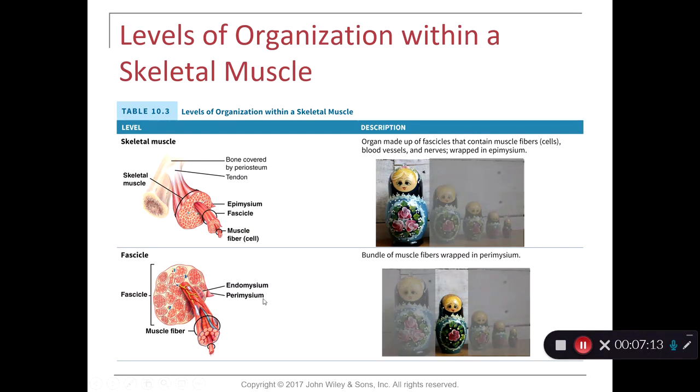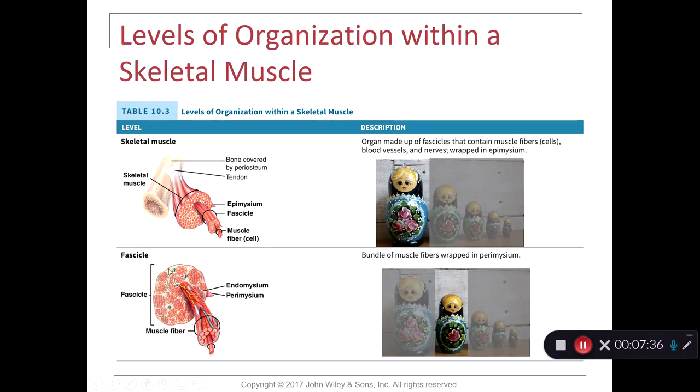Let's break that word down. Myo, or my, again, means muscle. Peri means around. So this is a connective tissue that is going around this fascicle. Yeah, I have a terrible French accent. I need to work on that.